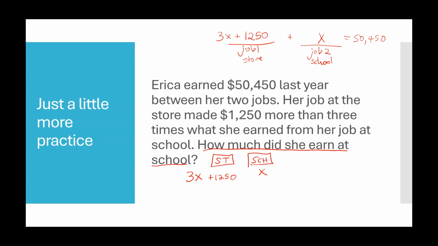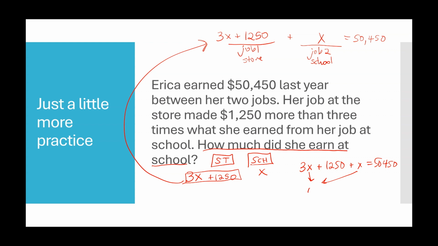All right, so combining this equation into this equation we made up here, we're going to write this whole bad boy out. 3x plus 1,250 plus another x gets the 50,450 she makes all together. Combine like terms. 4x plus 1,250 equals 50,450. We're going to subtract 1,250 on both sides.